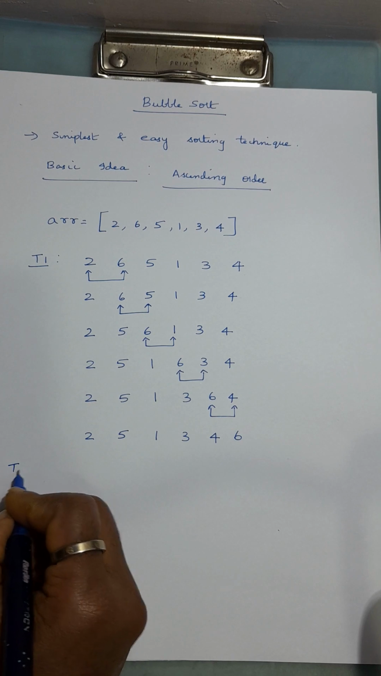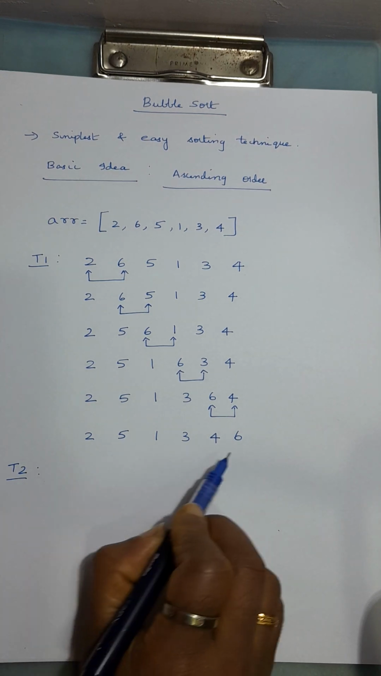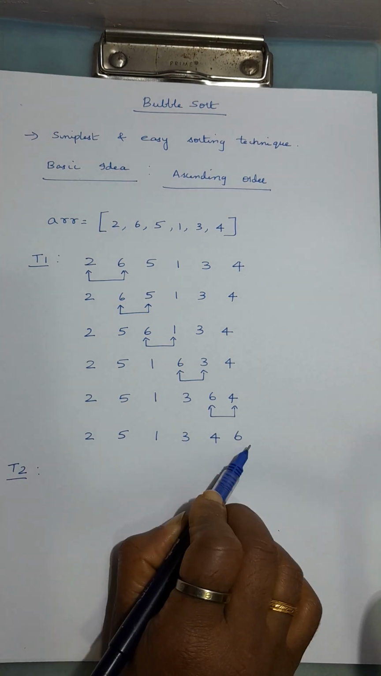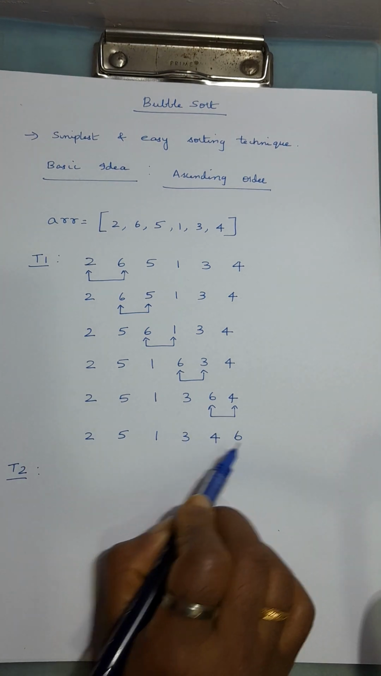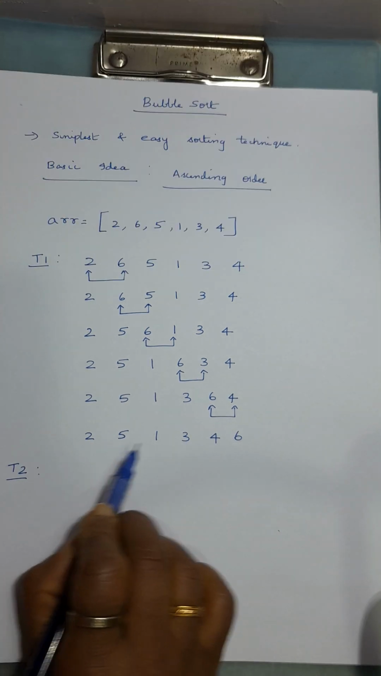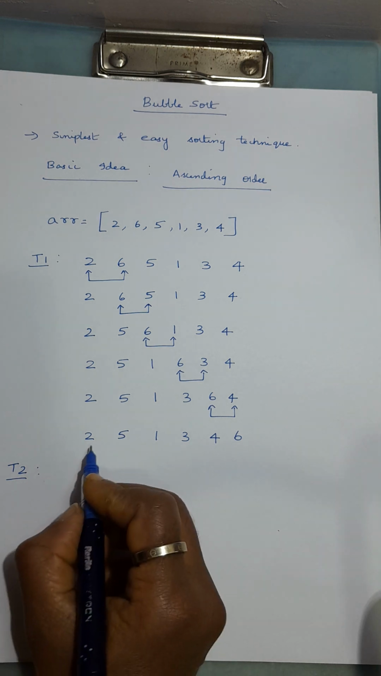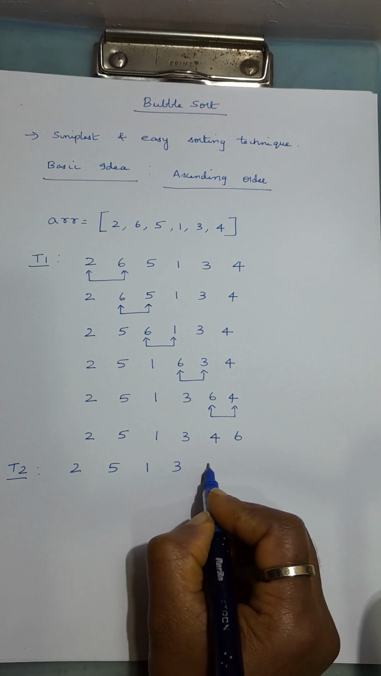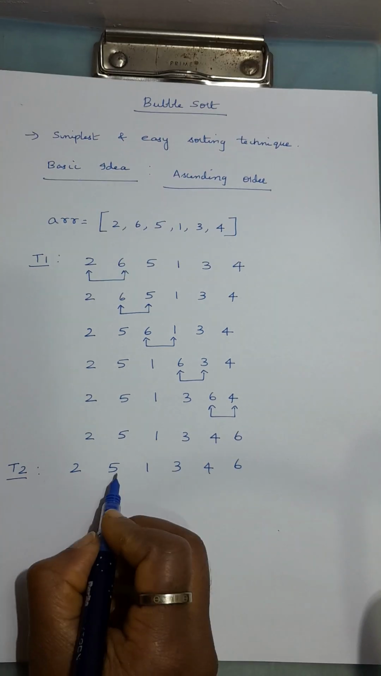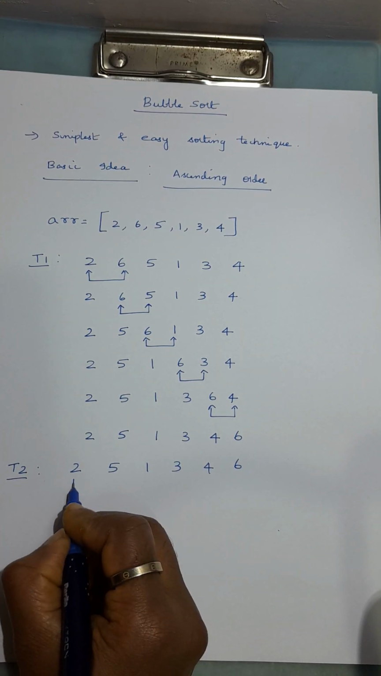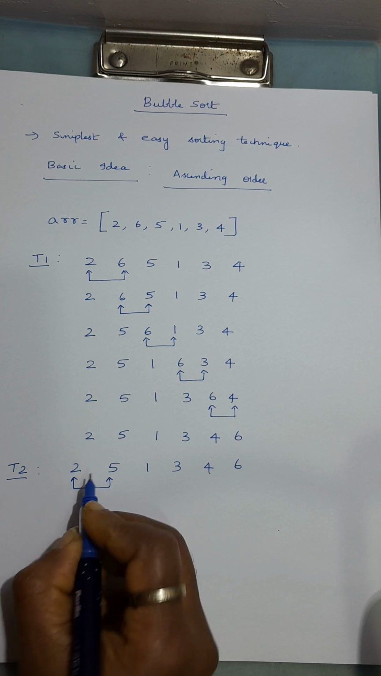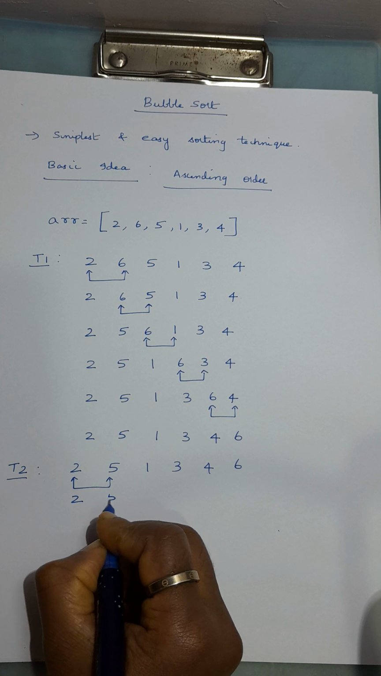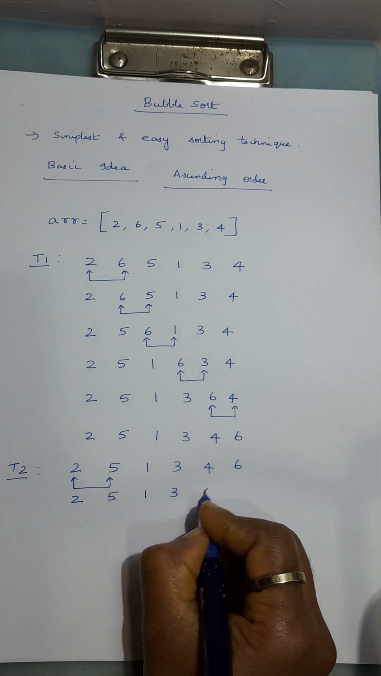Okay. Now, trace 2. What happens? Since 6 is the greatest number of the array list and it is moved to the last index position, now we have to check for the second largest number. So again we proceed with the same concept. The current array elements would be 2, 5, 1, 3, 4 and 6. Now let's check between 2 and 5. We check whether 2 is greater than 5. No, nothing happens. So array elements remain as they are.